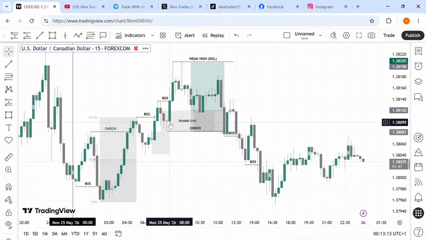Now, I didn't take this trade because if I placed my entry here and my stop here, my take profit would have been around this point, which is way above this drawn liquidity. So I didn't take the trade.